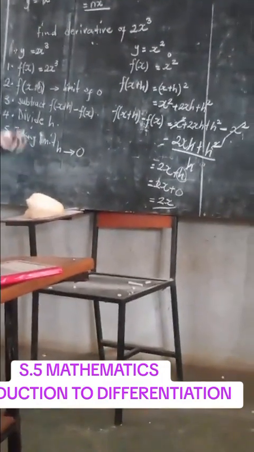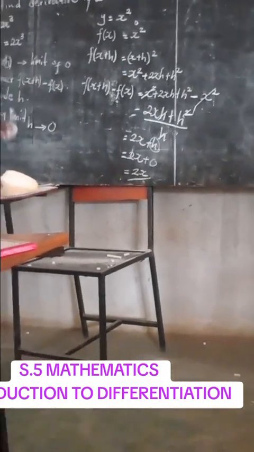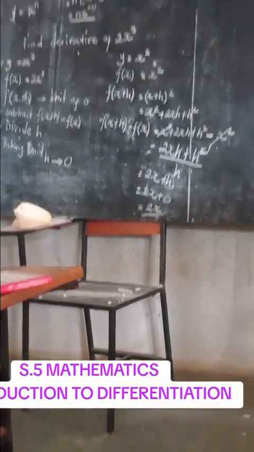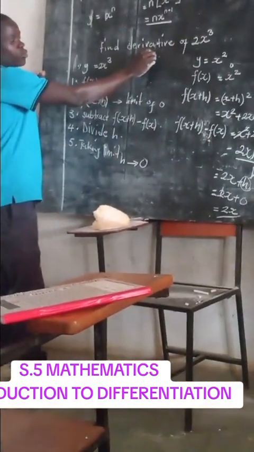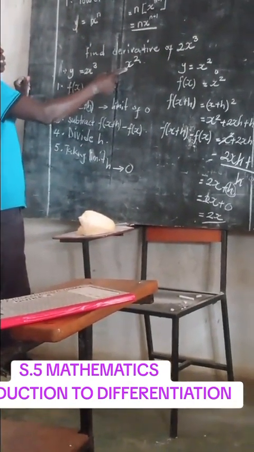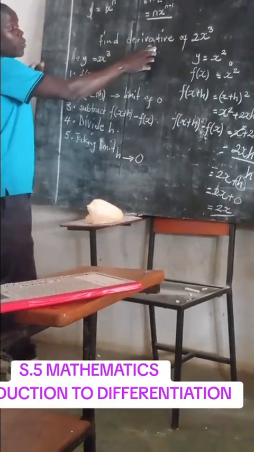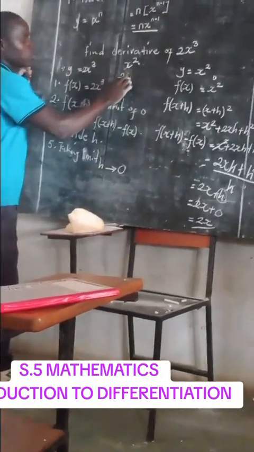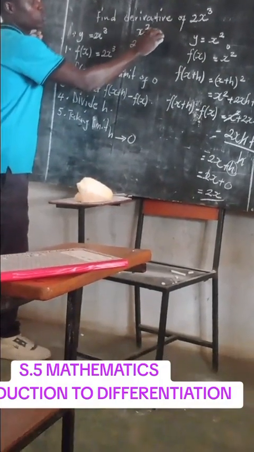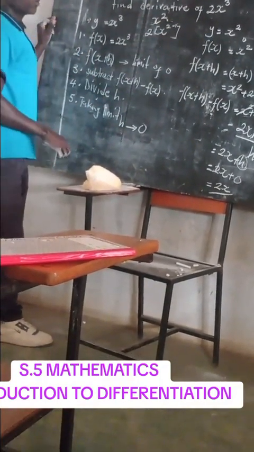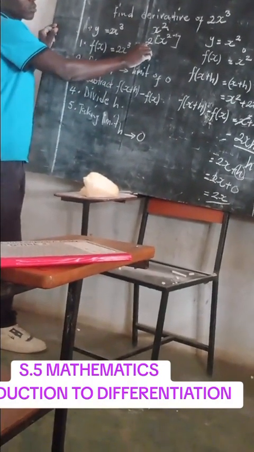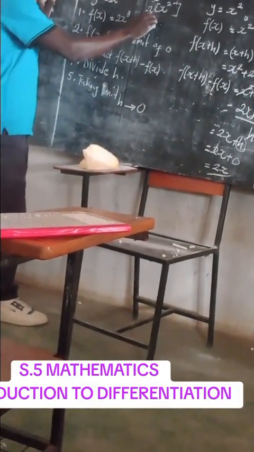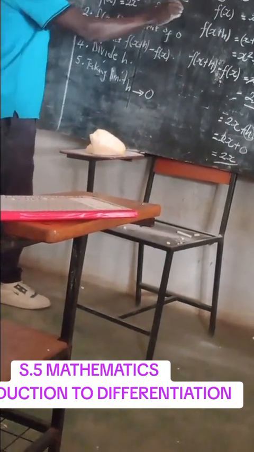And what was the power rule method? In differentiation, when we have x raised to power 2, we multiply by the power and deduct the power by 1. So we have 2 into x raised to power 2 minus 1. 2 minus 1 is 1, so x raised to power 1, which is the same as 2x.